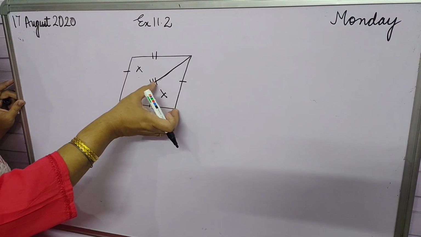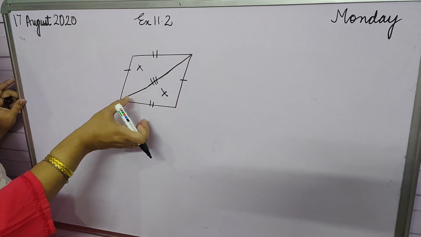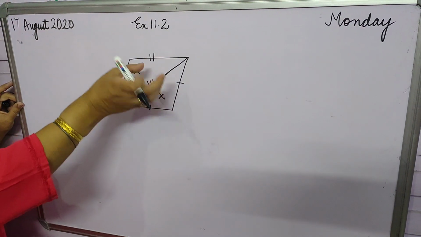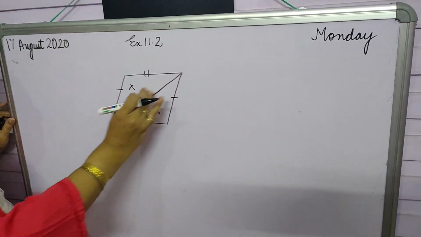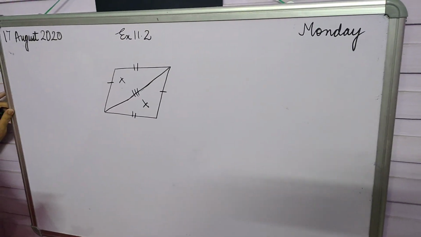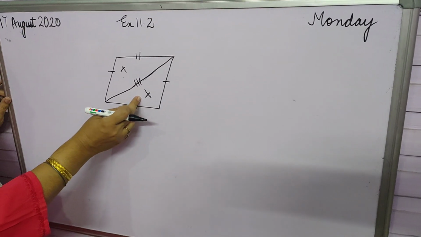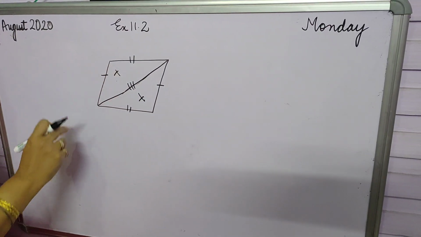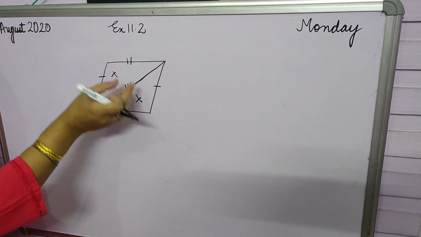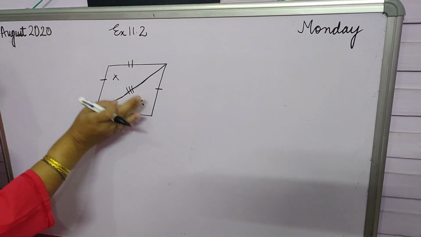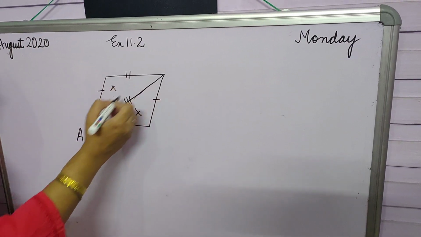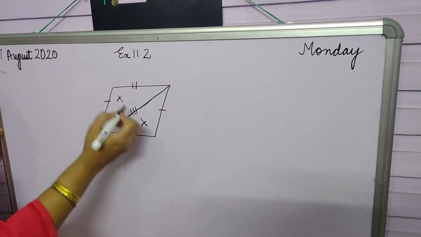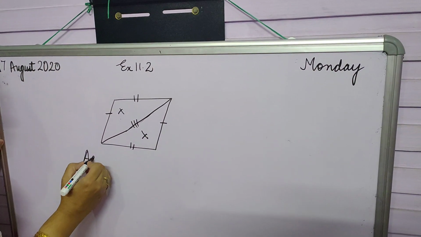Because if I cut this parallelogram along its diagonal and put this part on this part, then exactly it superimposes over the other triangle. This triangle will exactly cover this triangle. Or if I cut this portion and put it on this, then it will exactly cover this triangle. So we can say that a diagonal divides a parallelogram into 2 triangles of equal area.